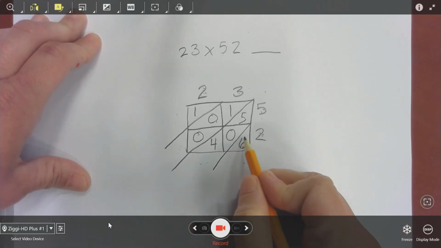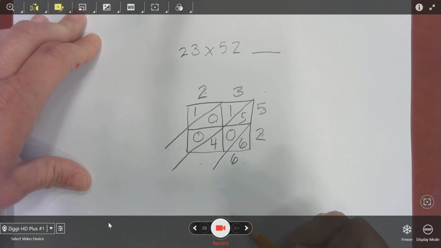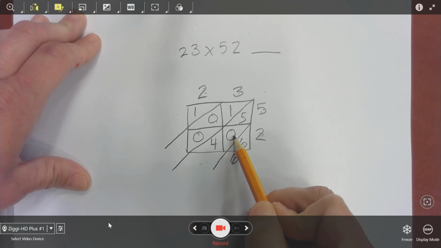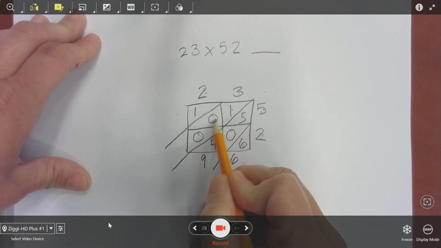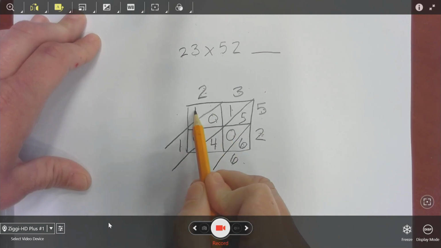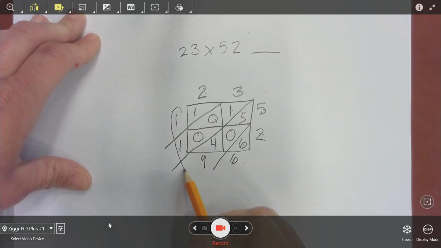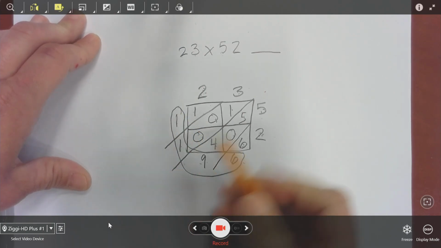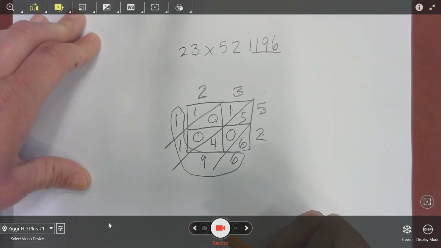So here, on my first slide, I don't have anything to add to that 6. He falls out into the pool, and he is just a 6. Here we have 5 plus 0 plus 4. 5 plus 0 is 5. 5 plus 4 is 9. 1 plus 0 plus 0 is 1. And then here, nothing to add to him, so just 1. So here is my answer. I like to circle it. 1,196.